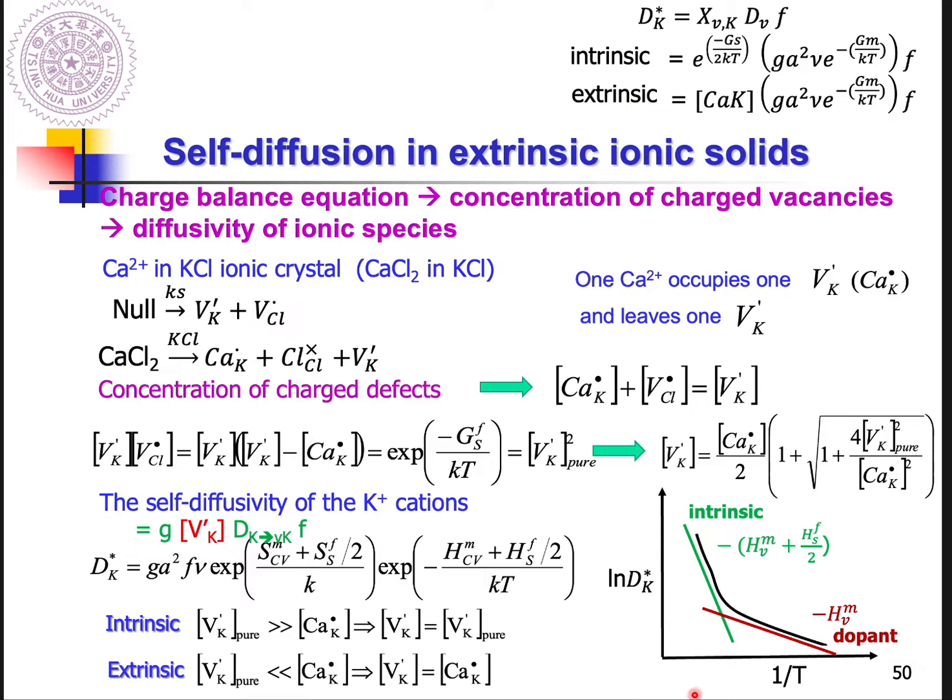And the dopant part, the extrinsic part, will be like this. The slope of the intrinsic one will be higher than this one because for intrinsic, the slope still needs to consider the Schottky defect formation energy. And for the extrinsic one, actually the slope is only dominated or controlled by the migration energy term.